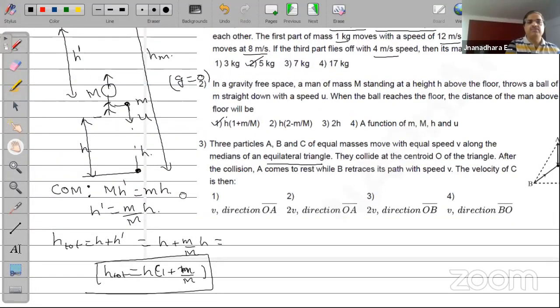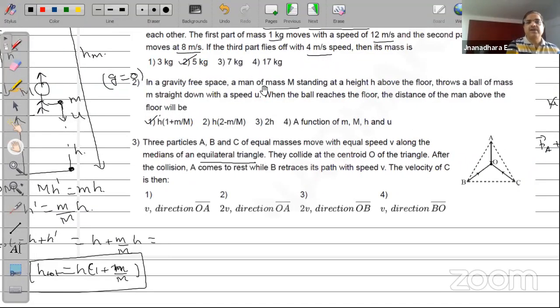See, there is actually a gravity-free space. A man of mass M is throwing a stone of mass small m towards the floor, because of which he is going to rise up to a height h dash. I've taken that as h dash.